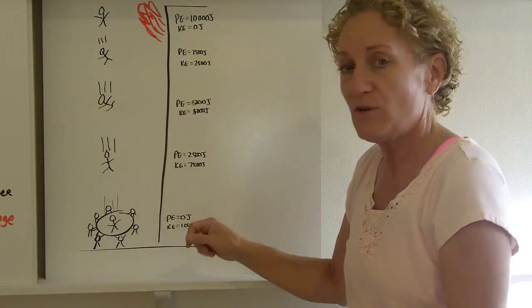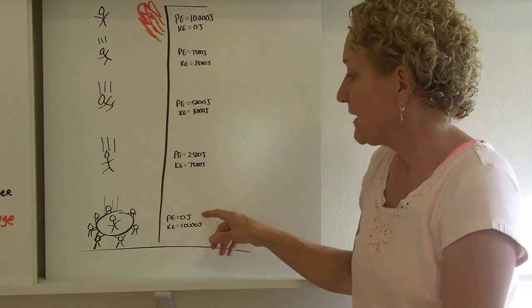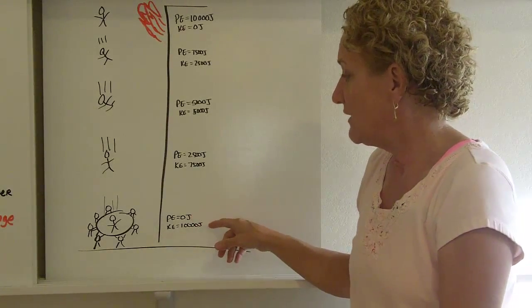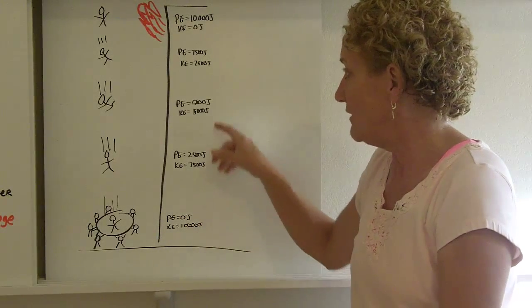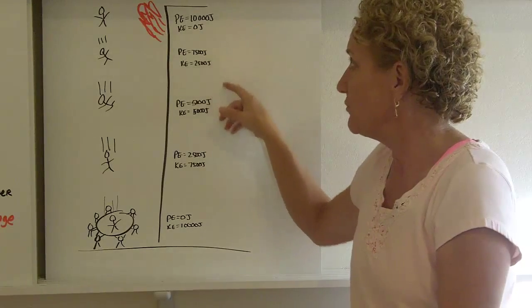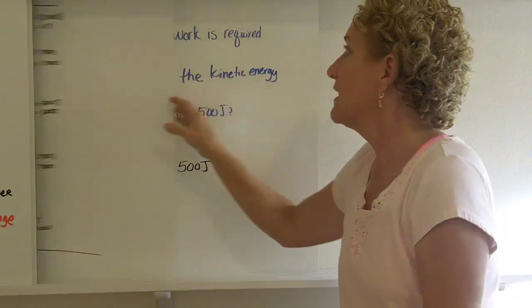And finally, right before they hit the bottom, right before they hit that big old airbag that they're going to land in, the potential energy is 0, and the kinetic energy is 10,000. The sum of those equals 10,000. If you add these up all the way across, you'll see that each one equals 10,000 joules. And that's what we mean by conservation of energy.